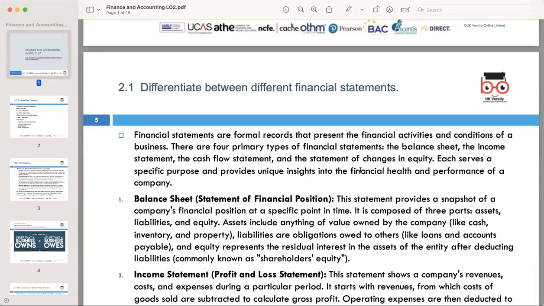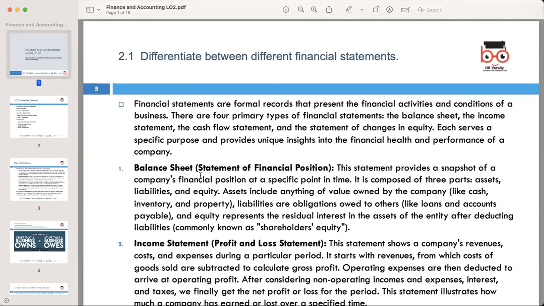There are four primary types of financial statements. First of all, the balance sheet, the income statement, the cash flow statement, and the statement of changes in equity. Each of these statements serves a specific purpose and gives us valuable insight into a company's financial health and performance. First of all, we discussed the balance sheet or statement of financial position.